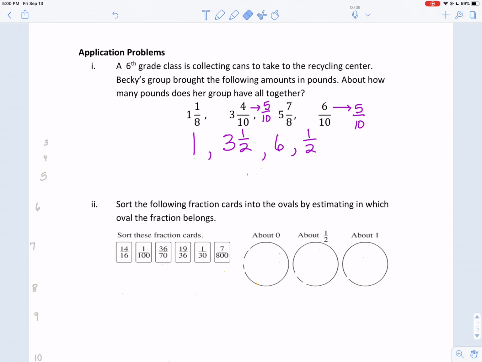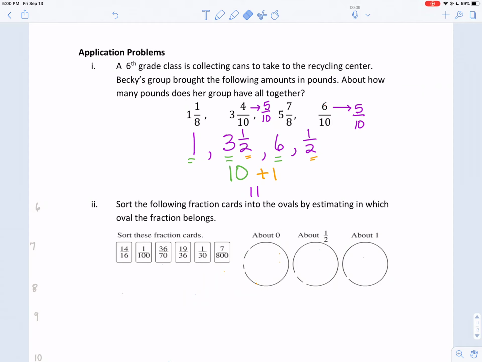So now we just add up these numbers, which is much easier. The integers give me 10 pounds, and then those 2 halves turn into 1. So Becky's group brought in about 11 pounds of cans to the recycling center.